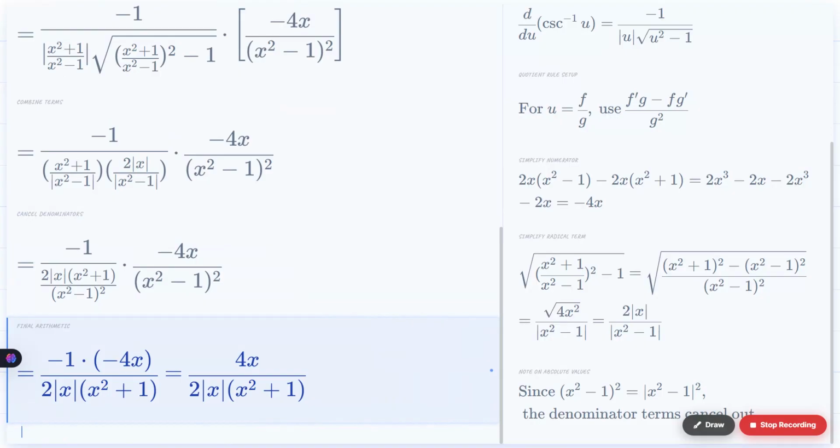We multiply -1 by -4x and divide by the remaining terms. We do this to find the final numbers. We follow the rules for multiplying and dividing fractions.